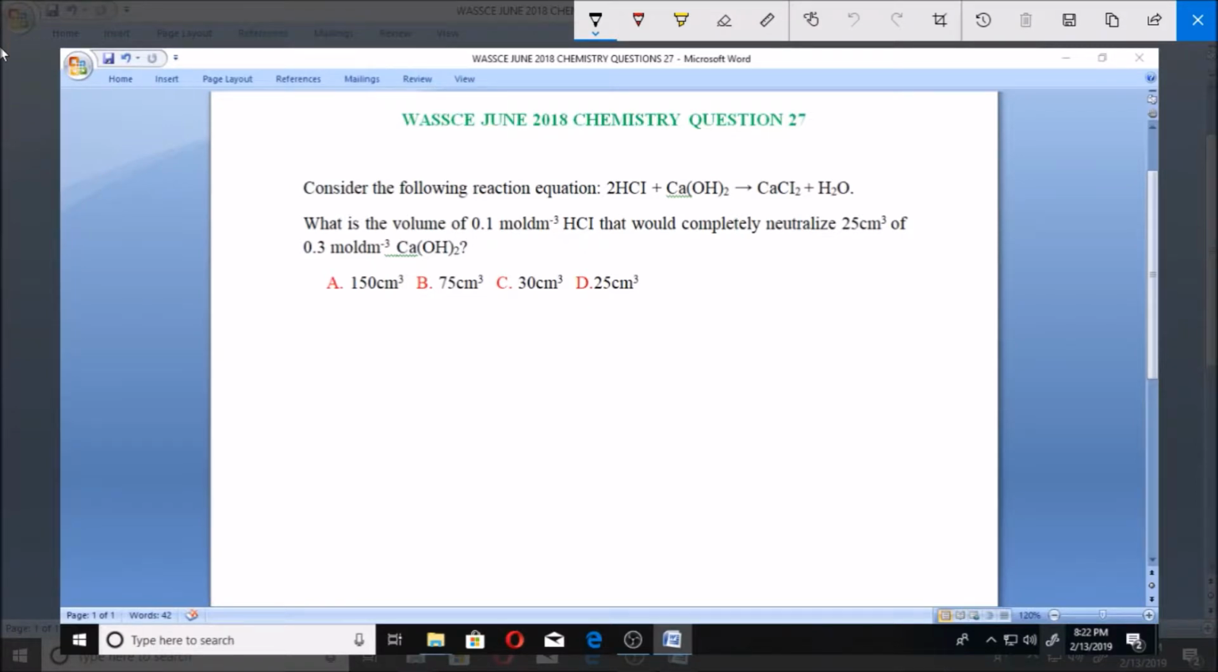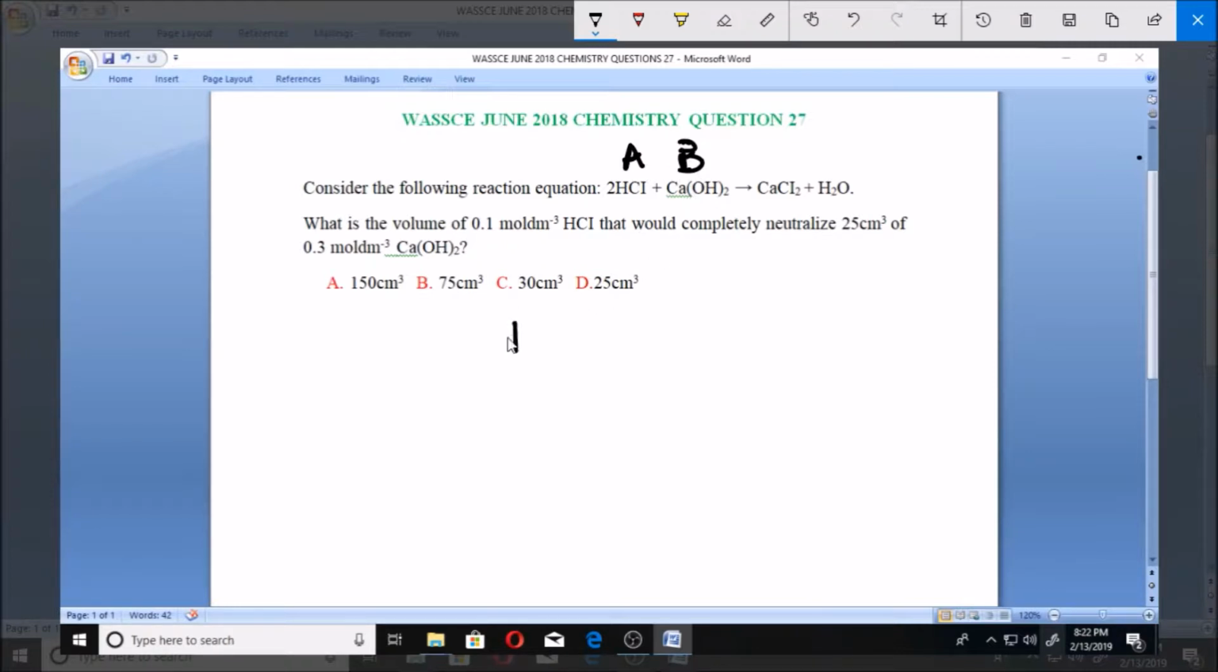Now how do you go about solving this? Before you start solving this, it's very important that you know that HCl is the acid, and this is the base, because this is calcium hydroxide. So this is the acid, this is the base.